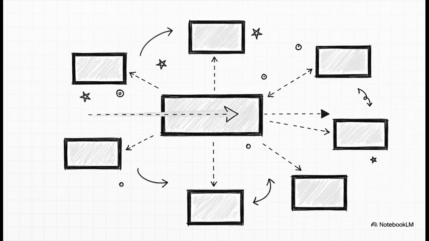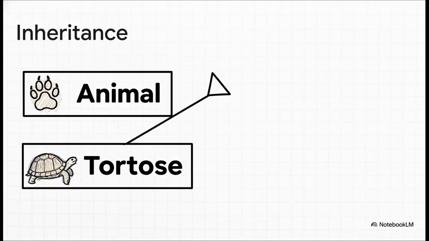So let's kick things off with one of the most fundamental relationships of all, inheritance. Inheritance is really just a fancy way of saying an is-a relationship. It's super intuitive. For example, a tortoise is an animal. It gets, or inherits, all the general things that make up an animal, like having a name or an age, but it might also have its own special things too. In the diagram, you'll see this as a solid line with a hollow arrowhead pointing up to the parent class.